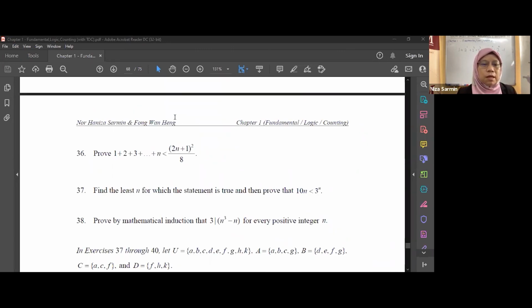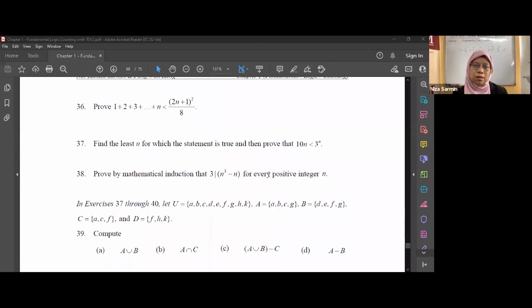Okay, all right. Number 37, find the least n for which the statement is true. So you can try when n is 1. When n is 1, 10 less than 3, no. When n is 2, 20 less than 9, no. When n is 3, 30 less than 27, no. When n is 4, 40 less than 81, yes. So the least n would be 4. So you can try it: you plug in 1, no. You plug in 2, no. You plug in 3, no. You plug in 4, yes. So 4 is the answer.